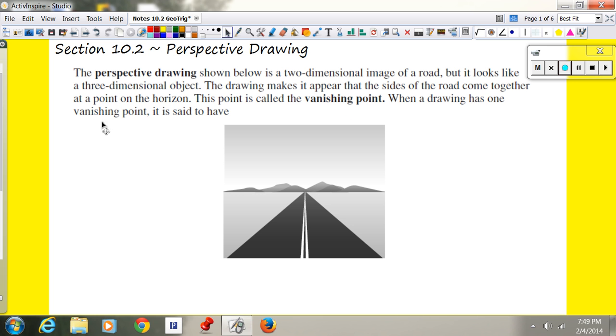When a drawing has one vanishing point, right here where they come together, it is said to have a 1-point perspective. So it's got 1-point perspective when it's got one vanishing point. You can pause it if you need to.